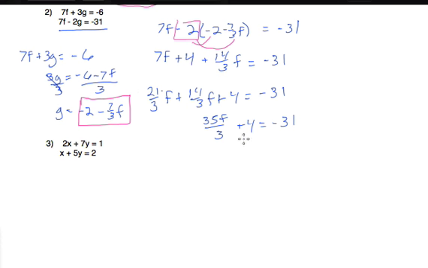A lot of you do this. We're going to subtract 4 from both sides. 31 minus 4, this is 35f over 3 equals, and 31 minus 4 is negative 27. And we're going to continue now.